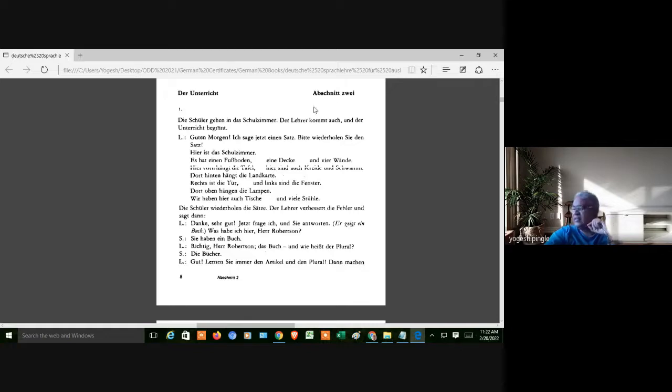Try to conjugate. Try to see what is the article of all these things. Okay, try to manage. What can be the plural form of this? If you are stuck with the plural form, ask me. I will definitely give it to you. Right.